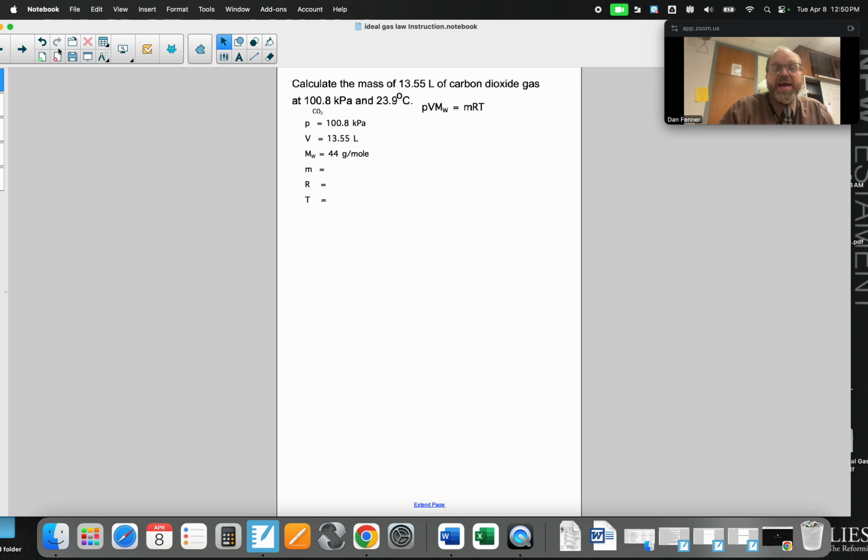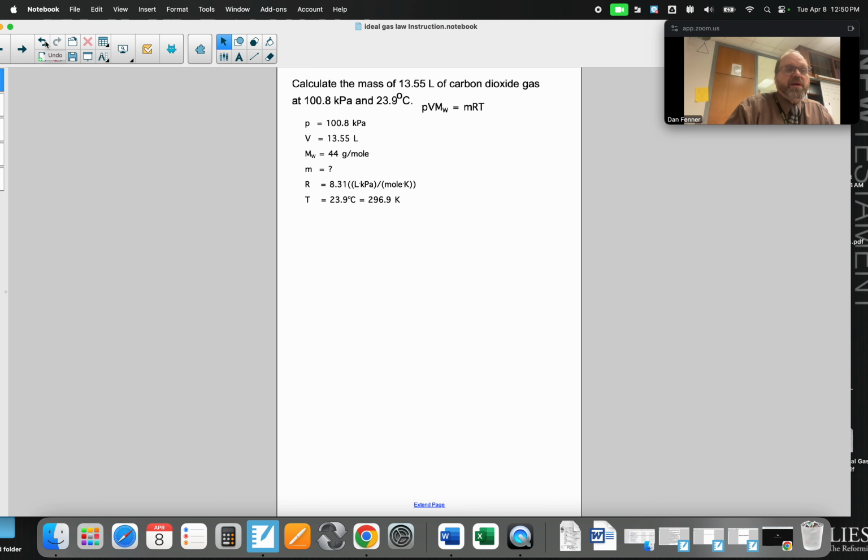Mass is what we're looking for actually, so that's my question mark. And then R, we're going to use the constant 8.31 because we're in kilopascals. Temperature again is 23.9, but we don't like Celsius. We're going to add 273 and get 296.9. So we're solving for mass. What's the opposite side of mass? PV MW. So write that down.